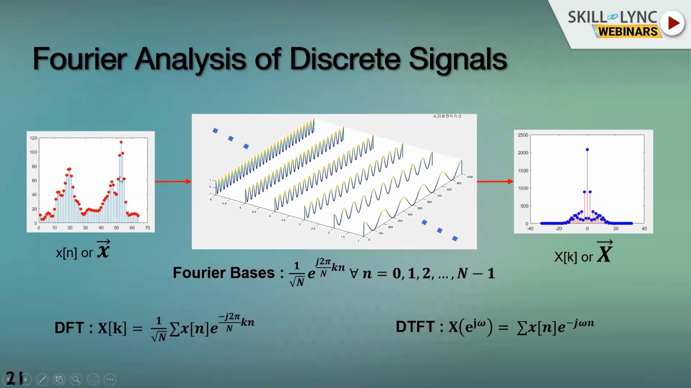When we project this discrete signal on different Fourier bases, we are actually finding the similarity of the input signal with these distinct discrete Fourier bases. This similarity is represented as the DFT of the input. So this transformation takes the time domain discrete signal to a frequency domain discrete sequence.